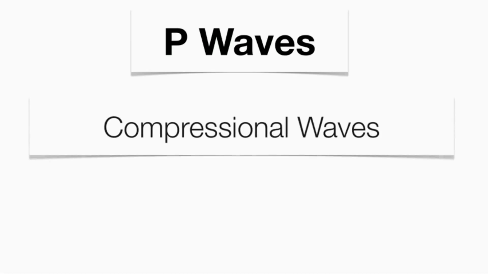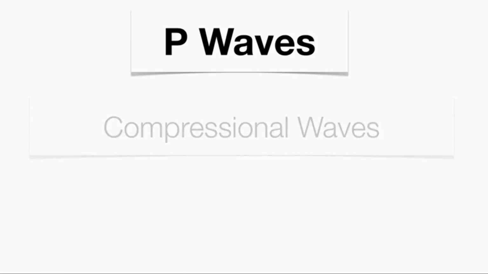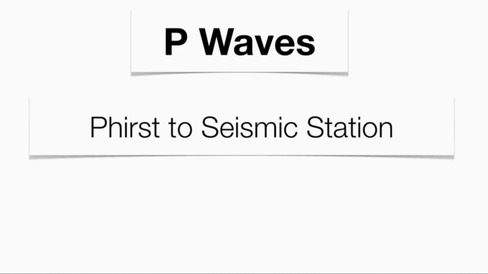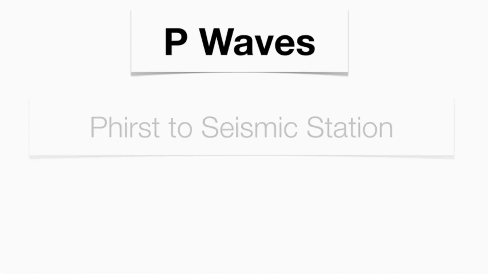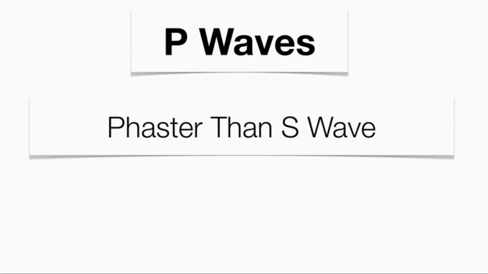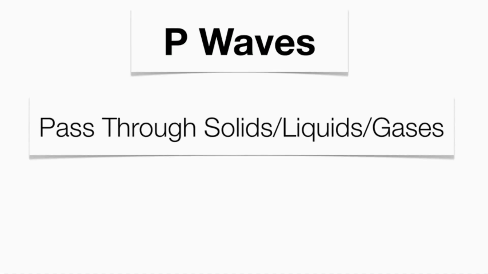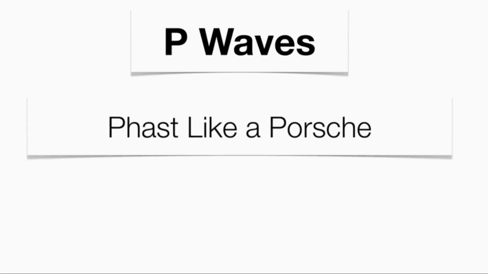So you need to know your characteristics of P waves. They are called compressional waves. They are also known as primary waves. They are also first to a seismic station. They are faster than an S wave. They travel in a push-pull motion, and they can pass through solids, liquids, and gases. They're fast like a Porsche. So you notice that all your characteristics start with the letter P. I actually got that idea from Mr. Sammartano.